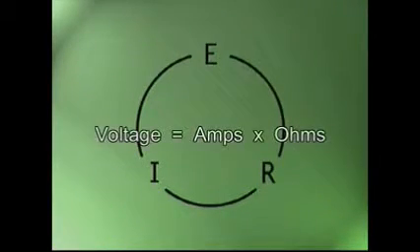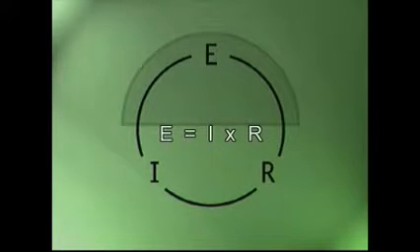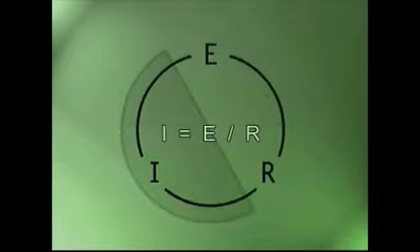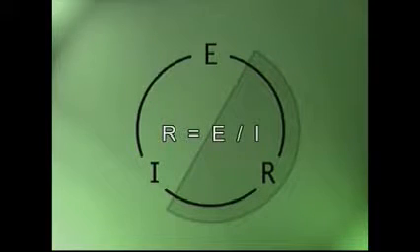As long as you know the basics of Ohm's law, that voltage equals amps times ohms, you can use the circle to determine the mathematical equations to calculate the values in an electrical circuit. If you know the values of 2 of the 3 variables in a circuit, you can calculate the third using the Ohm's law circle. By simply covering the portion of the circle that you want to find a value for, you can find the equation for calculating that value.